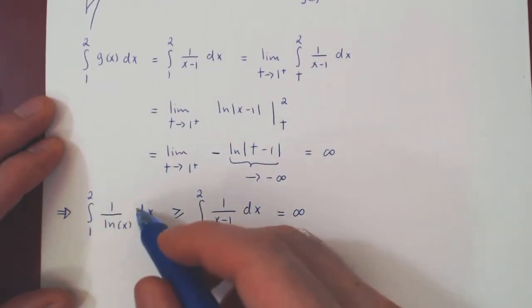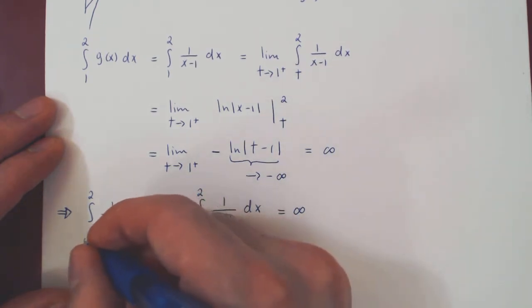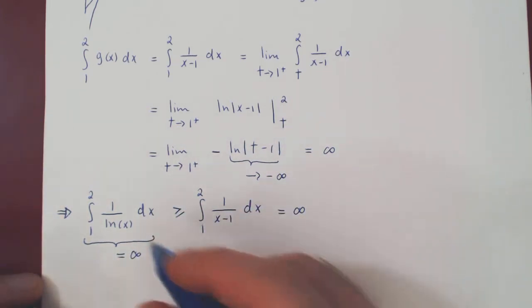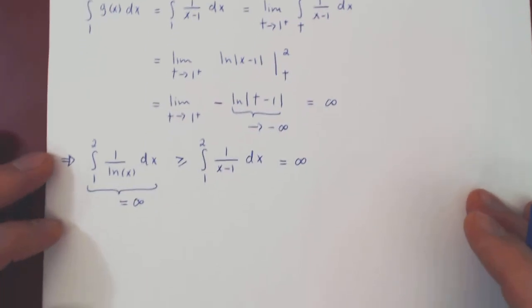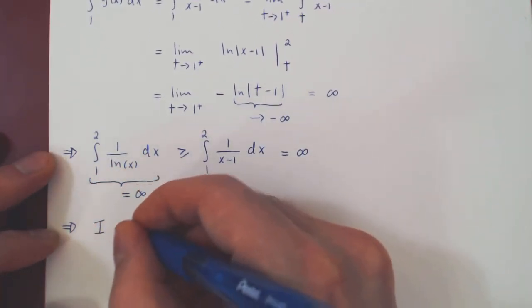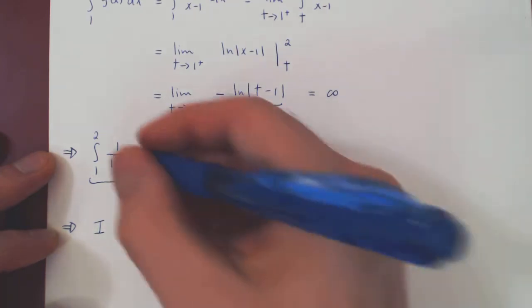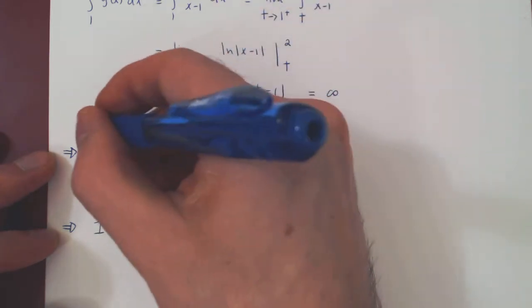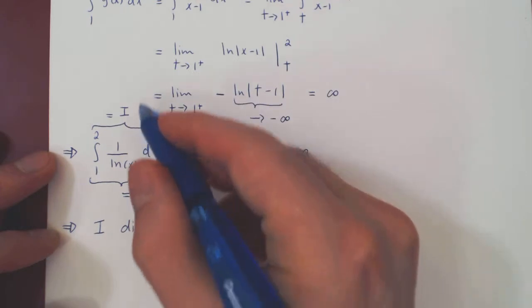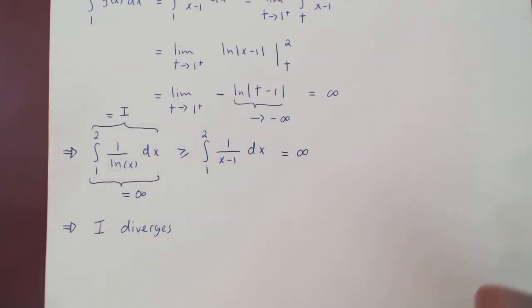The initial improper integral must be at least as big as infinity, therefore it must be infinite as well. That is the only option. And so the improper integral I diverges. And recall that this was what we called I, the original improper integral. So it blows up. And we're done.